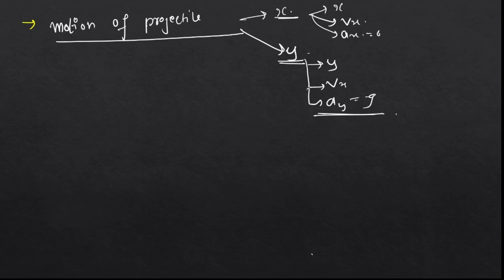Acceleration. So now we need to find certain things: number one is the time of flight, second is the range, and third is the maximum height it would attain.